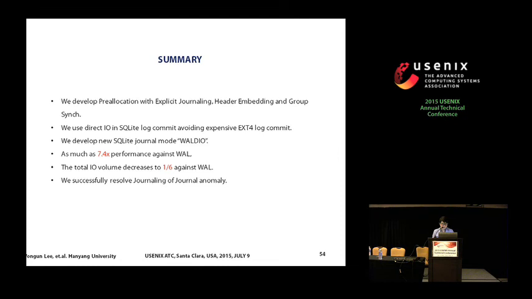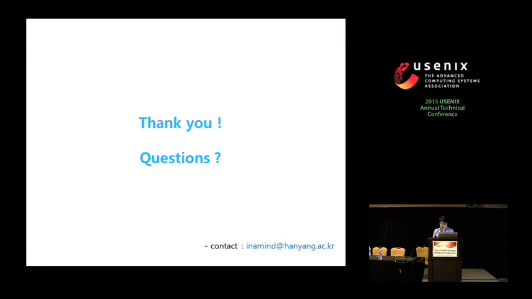We integrated all the changes to form a new SQLite journal mode, and we named it WALDIO. Compared to WAL in stock SQLite, WALDIO shows 5 times better performance. Moreover, WALDIO with the normal sync option shows 7.4 times better performance compared to stock WAL mode. In this work, we successfully resolved the journaling of journal anomaly. As a result, we achieved significant performance improvements by optimizing the I/O stack and SQLite. Thank you.